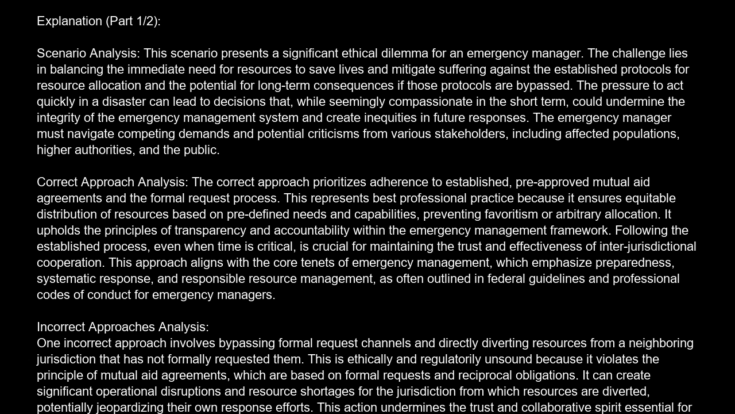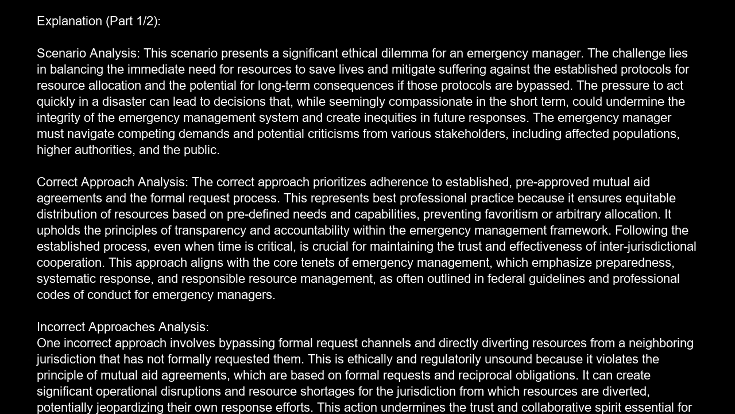The emergency manager must navigate competing demands and potential criticisms from various stakeholders, including affected populations, higher authorities, and the public. Correct approach analysis. The correct approach prioritizes adherence to established, pre-approved mutual aid agreements and the formal request process. This represents best professional practice because it ensures equitable distribution of resources based on predefined needs and capabilities, preventing favoritism or arbitrary allocation. It upholds the principles of transparency and accountability within the emergency management framework.